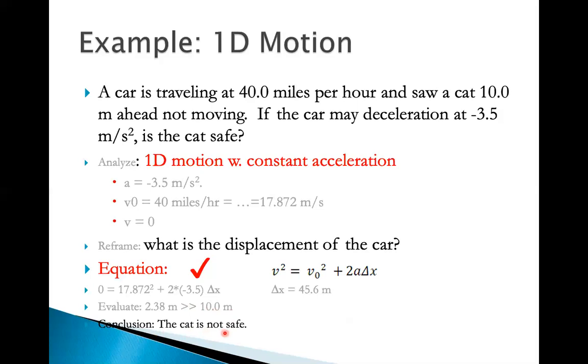So in summary, we learned a few things. Number 1, if the unit is not SI base unit, you want to convert it in step 1. Number 2, how do you determine the type of motion? Number 3, reframing. That is to ask a question which can bring you to answer the question.